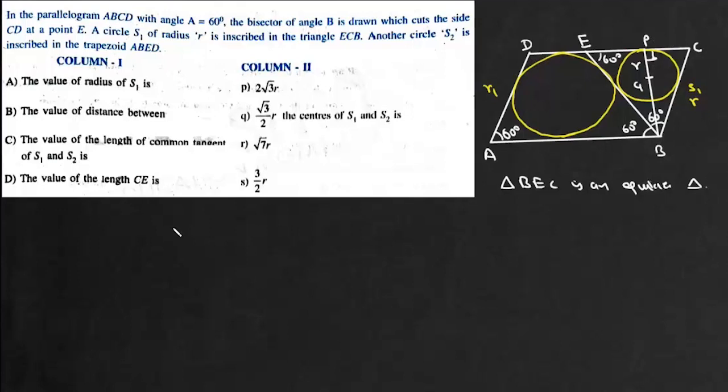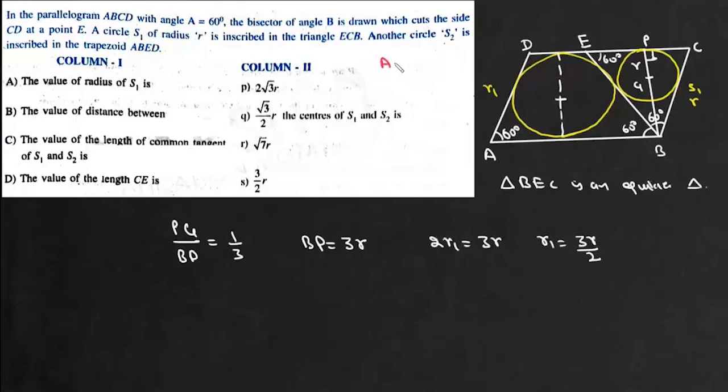Now we know that PC1 upon BP is 1 is to 3. Now PC1 is R, so from here we get the value of BP as 3R, and BP is equal to the diameter of this second circle. So from here we get 2r1 equals 3r, or r1 equals 3r by 2. That means this a matches with s. So this a matches with s.